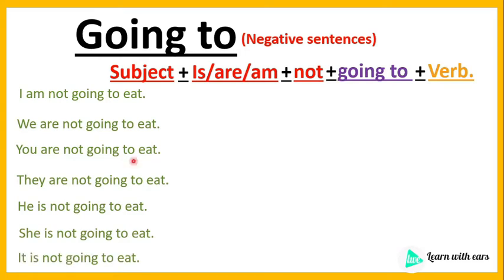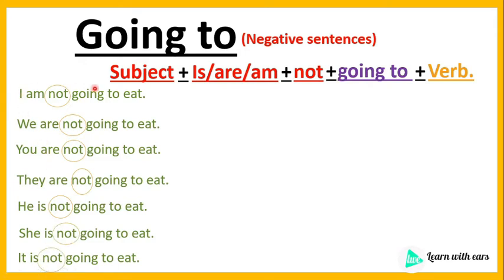To make negative sentences, we use not. Okay? Subject, then am, is, or are, anyone, and after that, not. Right? Before going to, we use not in negative sentences. So here, I am not. We are not. You are not. They are not. He is not. She is not. It is not.